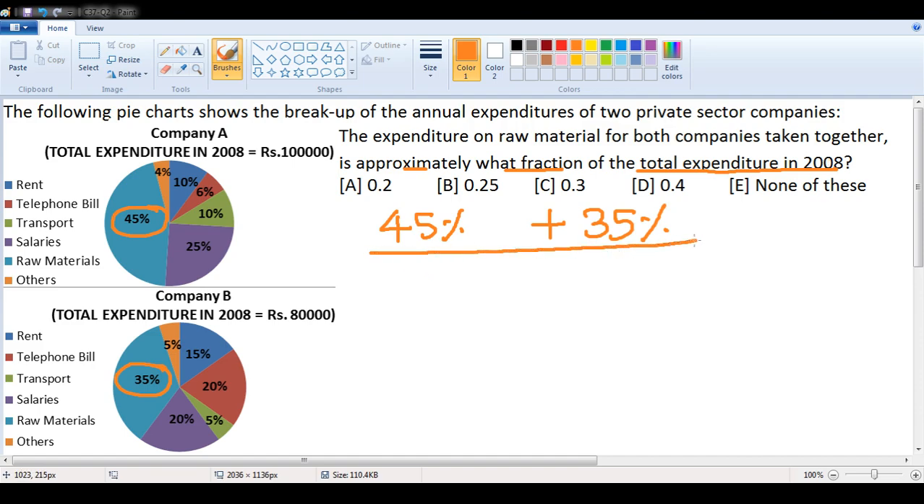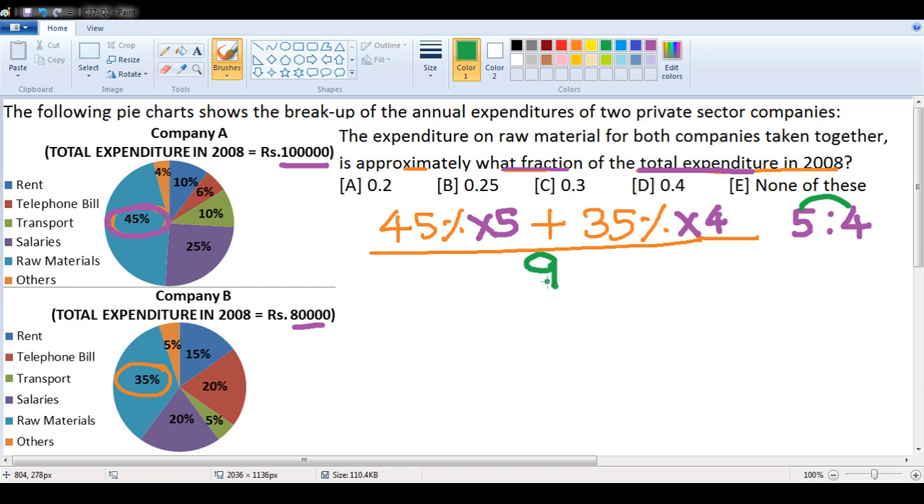Total expenditure in 2008. Now see here, because the question is asked in terms of fraction or ratio, I am not interested in these bigger numbers, 1,80,000. I know that A is to B is 5 is to 4. So 45% is for A, multiply that by 5. 35% is for B, multiply that by 4. Denominator, total expenditure in 2008, is 5 plus 4, 9, right?